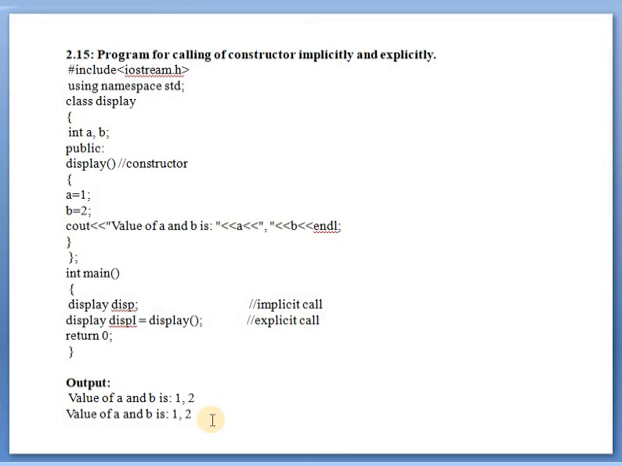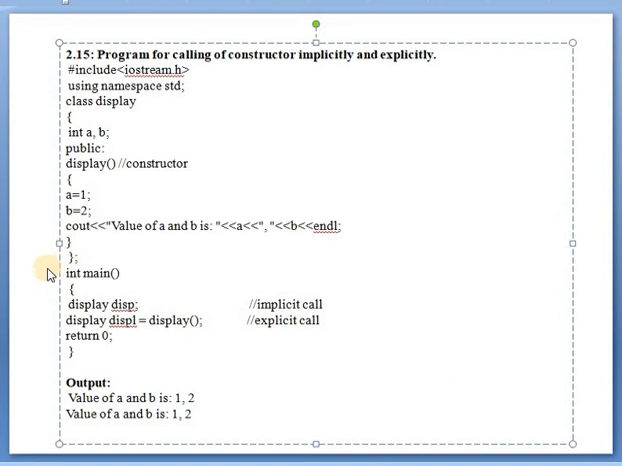So here is the program for calling of constructor implicitly and explicitly. See here, first, class display. Integers a and b are the data members of the class display. Public display is a constructor. Why? Because the name of the class and function is the same. So this is the constructor, and here we are initializing the variables a and b. So a is equal to 1, b is equal to 2. Now we are displaying the value of a and b, that is 1 and 2. Here is the end of the class declaration.